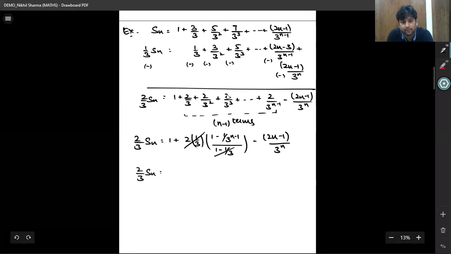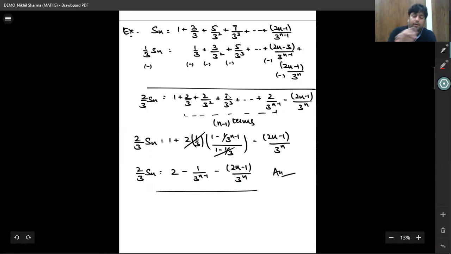That can be written as 1 plus 1, 2 minus 1 by 3 raised to n minus 1, minus 2n minus 1 upon 3 raised to n. Just cross multiply both the sides by 3 by 2 and you will get your answer. I hope this is clear to you all.